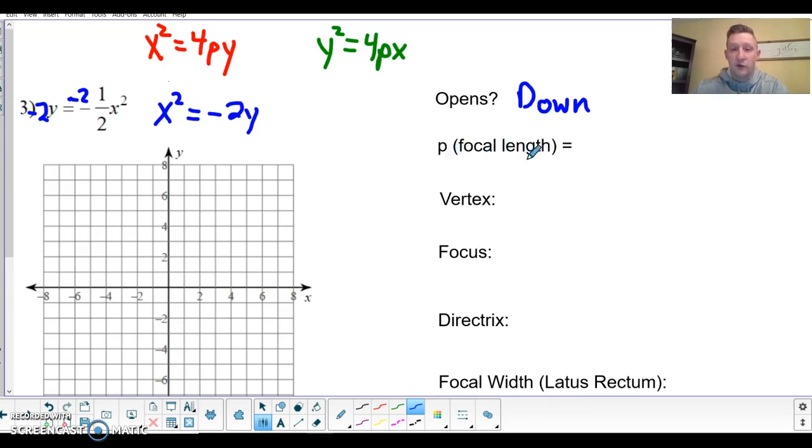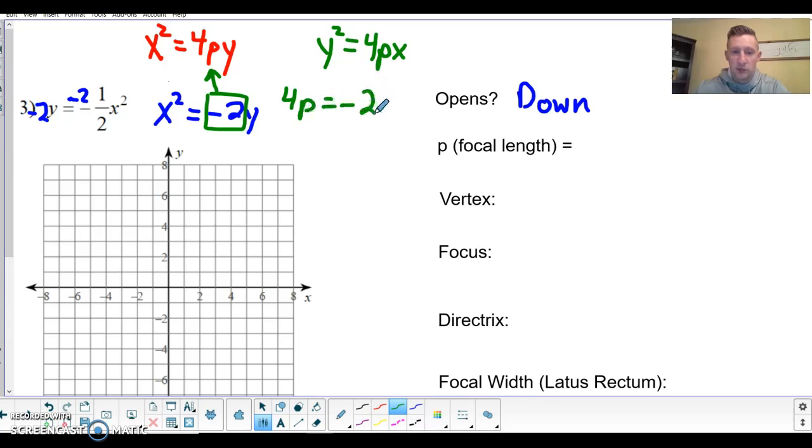The next thing I'm going to figure out, what's p? What is the focal length? How far is it from the vertex to the focus? Well, if this is my standard form, x squared equals 4py, and I have x squared equals negative 2 times y, that means I have to do a little bit of thinking about how I got negative 2 from that. 4 times p equals negative 2 somehow.